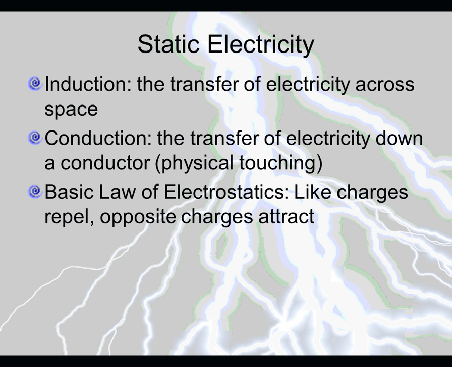All right, now we have induction. Induction, very simply, is the transfer of electricity across space. And then we have conduction, which is the transfer of electricity down a conductor. But conduction requires that the electricity and the object are physically touching one another. And we call that the basic law of electrostatics, which says that like charges repel and opposite charges attract.